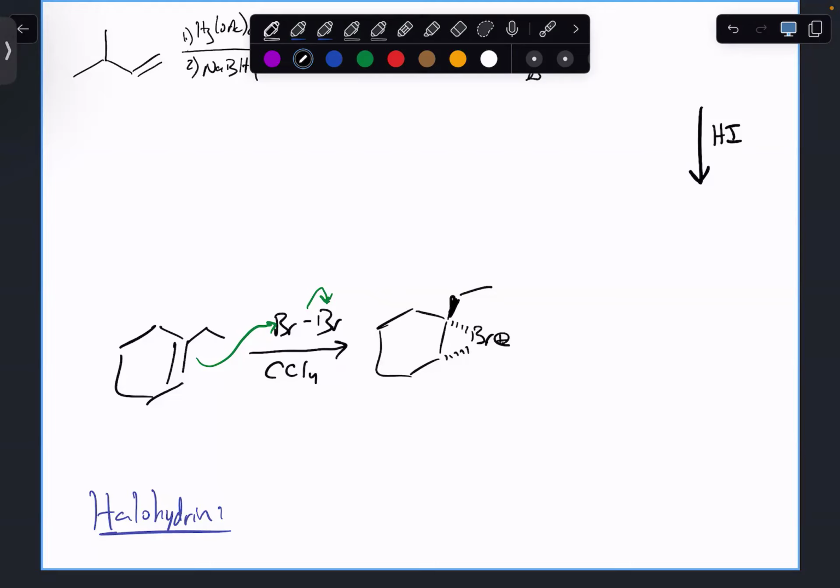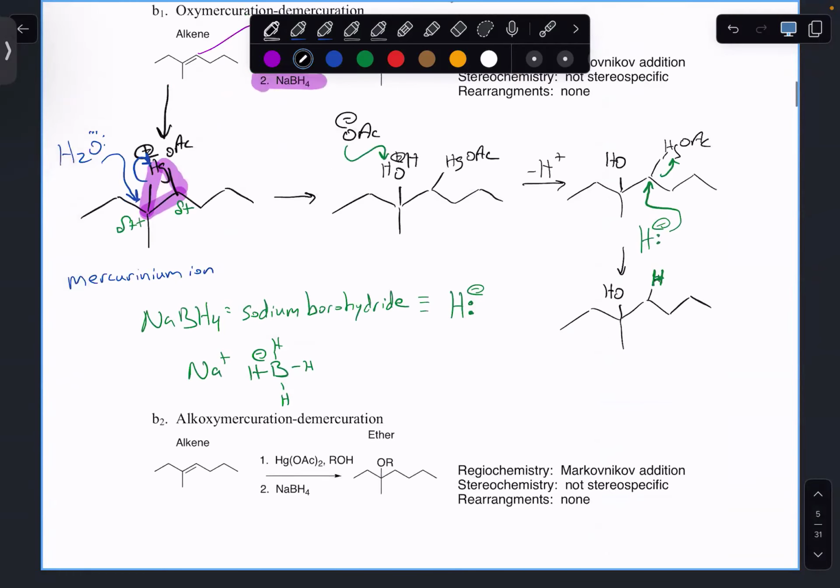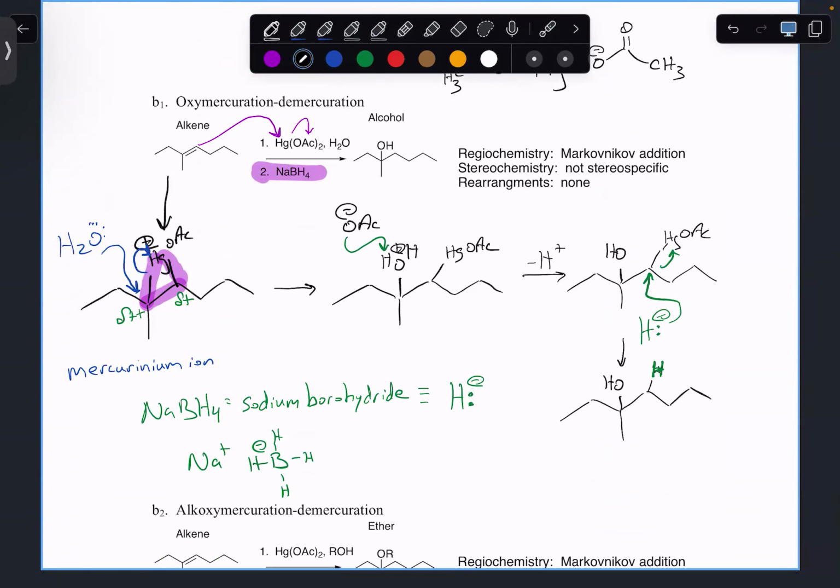So now when the bromine comes in to attack, it's going to make a difference as to which carbon gets attacked. Now we've seen something similar to this, right? A three-membered ring with a positive charge. You remember where we saw that? Oh, there it is. Remember the oxymercuration mechanism? You have a three-membered ring with a positive charge.